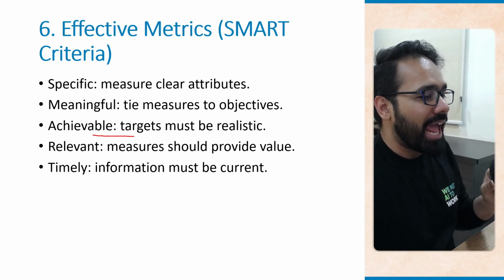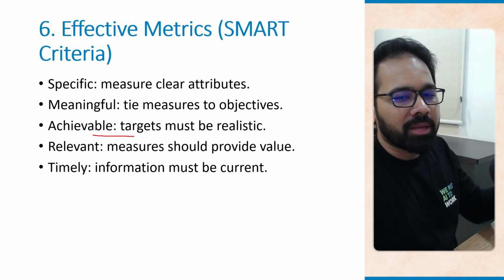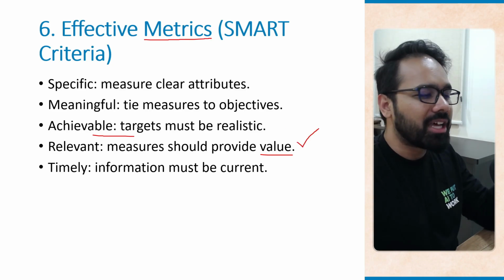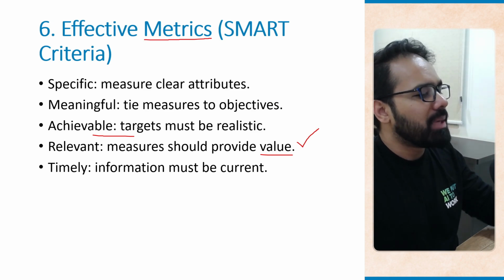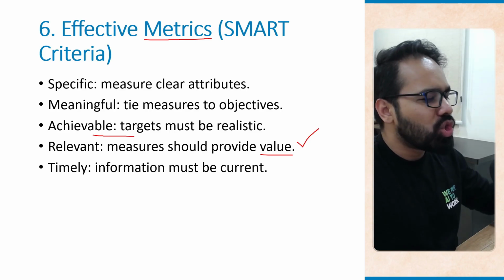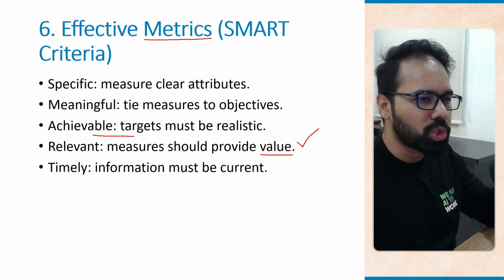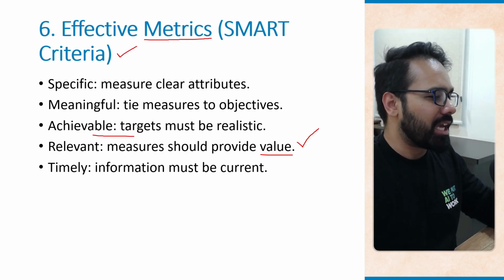But if you track the cart abandonment rate, how many people leave the cart as is without making a purchase, that impacts business results. So that provides value. So whatever metrics you choose, make sure they are relevant as well. And finally, timely means information must be current. A sales conversion metric from 6 months ago is not useful in making today's decision. So whatever information you use to make your decisions or set your criteria, it should be current as well.